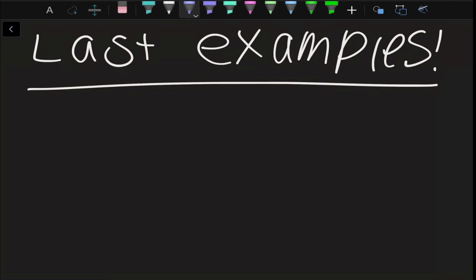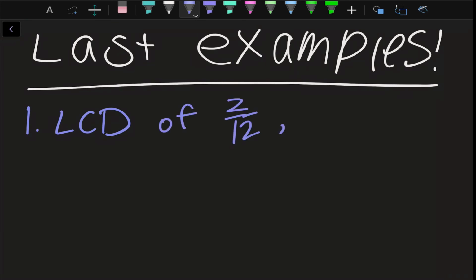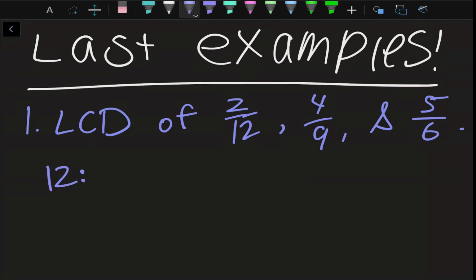So question 1, find me the lowest common denominator of 2 over 12, 4 over 9, and 5 over 6. So go ahead, pause the video, I'll give you a few hints. Lowest common denominator, just like finding our lowest common multiple. Okay, so if I got started here, 12. Denominators only. Good review for me too. Lowest common denominator, so we're looking at denominators. So I have 12.